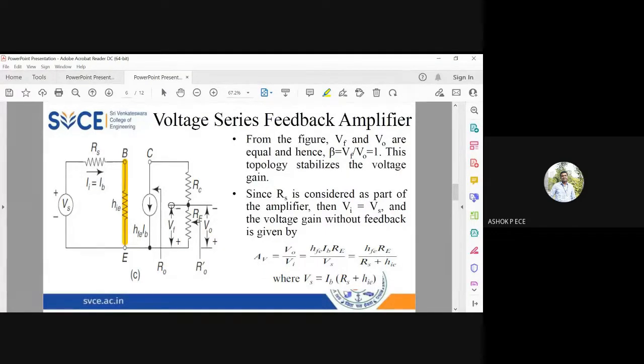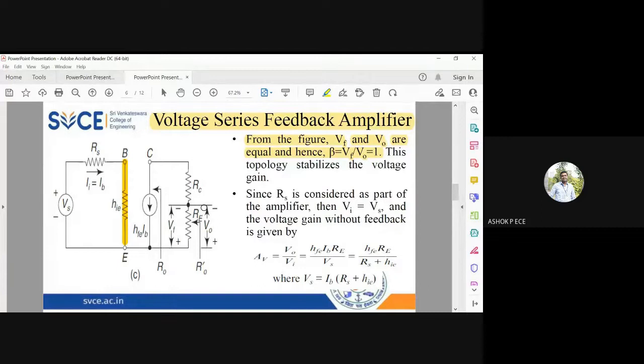You know, I measure VF and V0 both across the same resistance RE. So I can write beta value as 1. This beta value is Vf by V0. It is from the tabular column. So beta for voltage series feedback amplifier is given by Vf by V0. Here Vf and V0 are same because I'm measuring the same voltage across the resistance RE. So that is why this topology is going to be called voltage series.